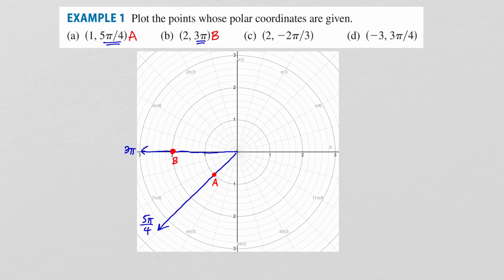Now our next point is, again, r equals 2, but now the angle is negative 2 pi over 3. So we're going to go to the angle first. So starting at our polar axis here, negative 1 pi over 3 would be to here, and negative 2 pi over 3 would be to here. So please understand that negative 2 pi over 3 and 4 pi over 3 are equivalent. They're not equal, but they are equivalent because they are coterminal angles. They end up in the same spot. So negative 2 pi over 3, again, is this angle here.